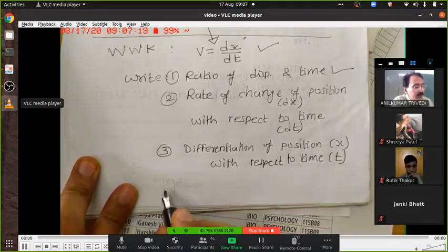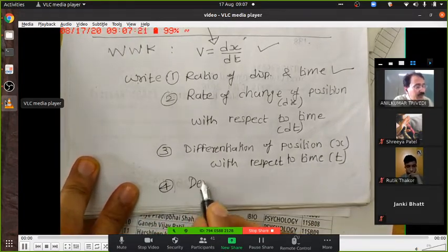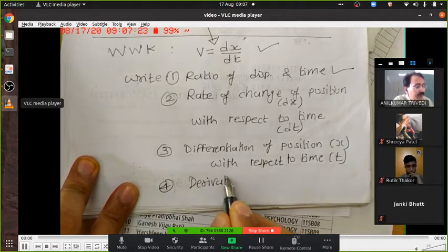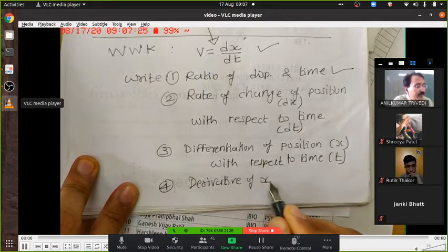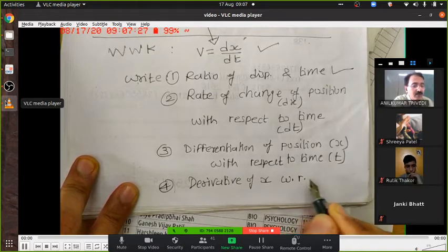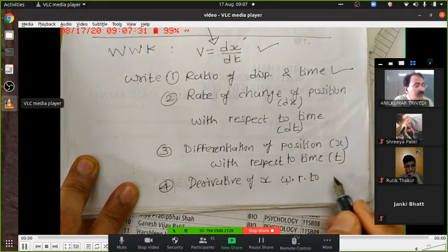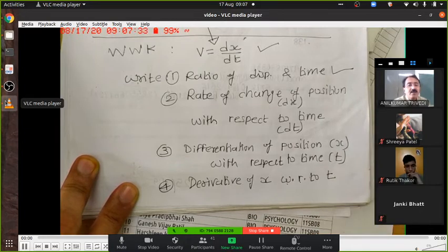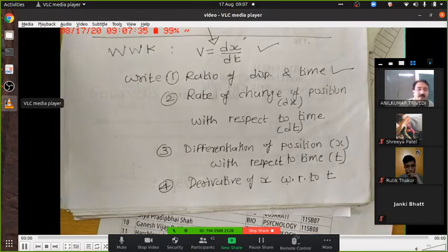Fourth statement: derivative of x with respect to t, for time. See, all are carrying one and the same meaning.